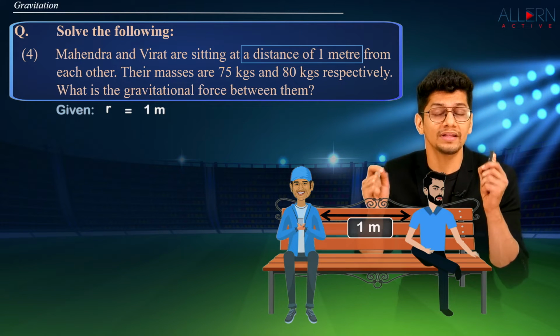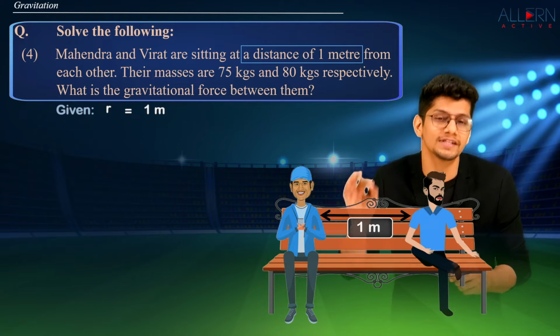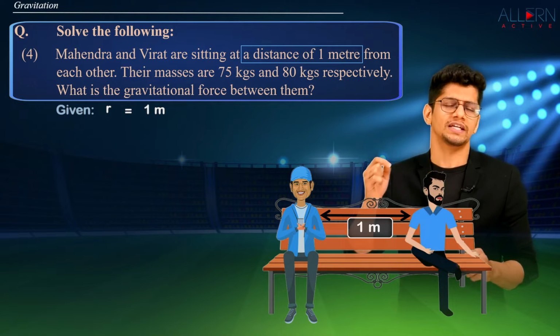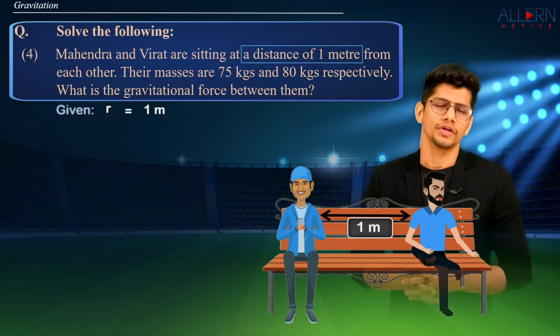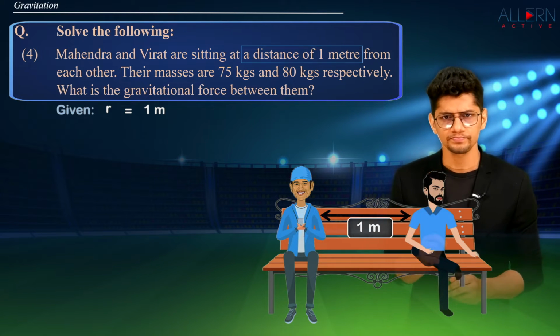So, the most important thing is the symbol. You should know the symbols of each and every term or the physical quantity that you are going to use in this chapter. So, here r is equal to 1 meter.